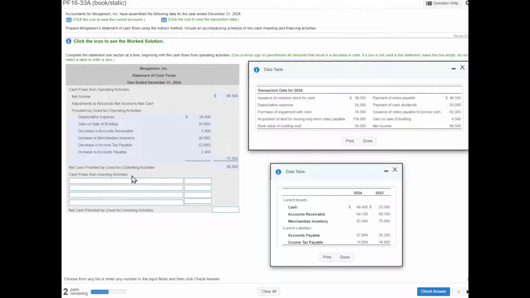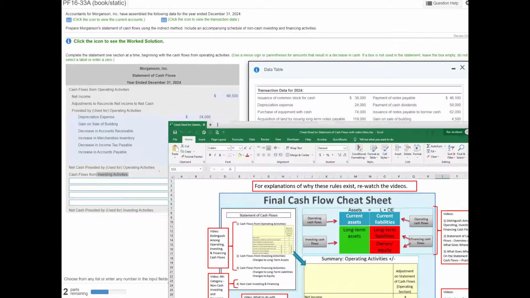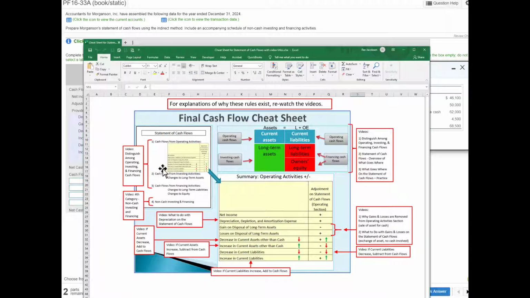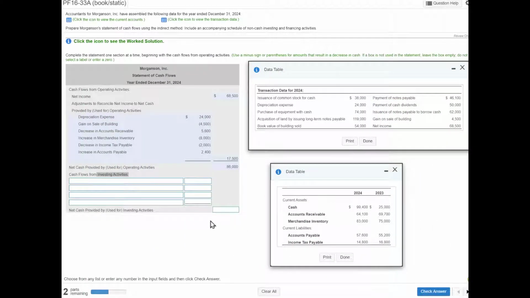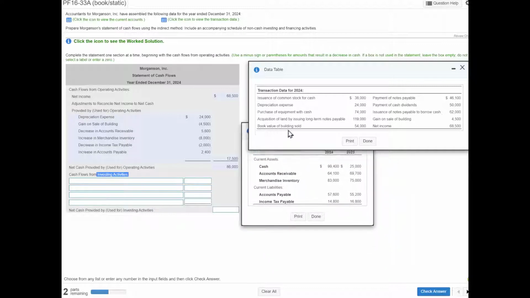So now we move on to the investing section. So what goes in the investing section? Changes to long-term assets. You can also see it over here. Investing cash flows are changes to long-term assets, such as buying equipment or selling land or buying land. So what we're going to do is we're going to go up here. I'm just going to use this.